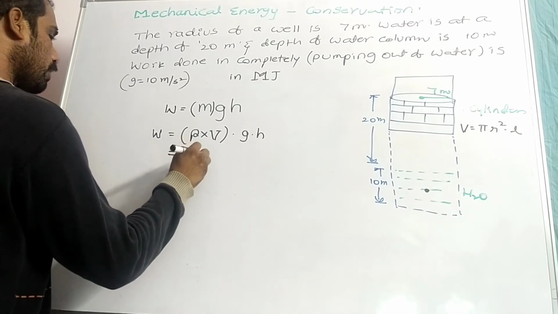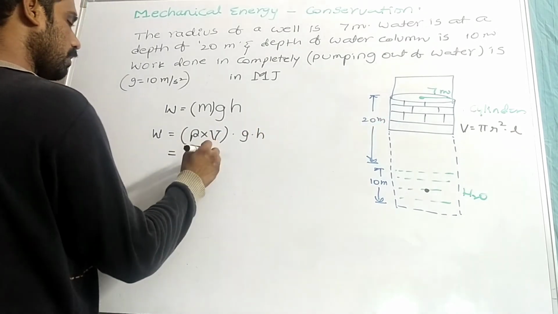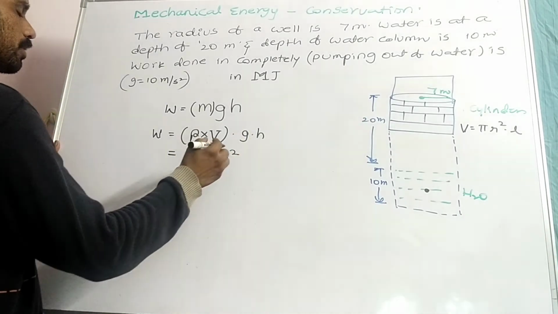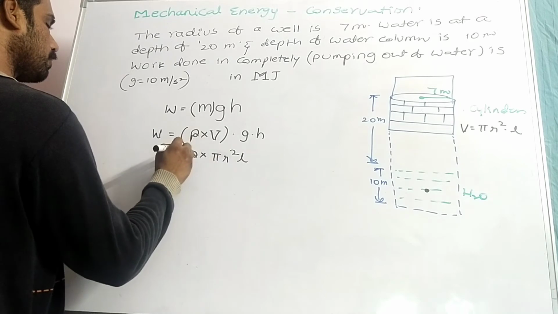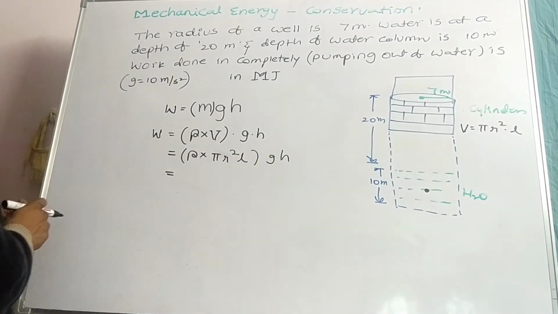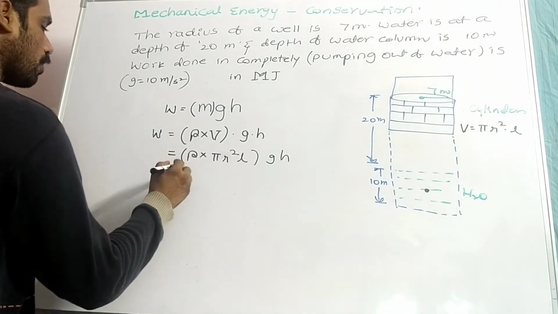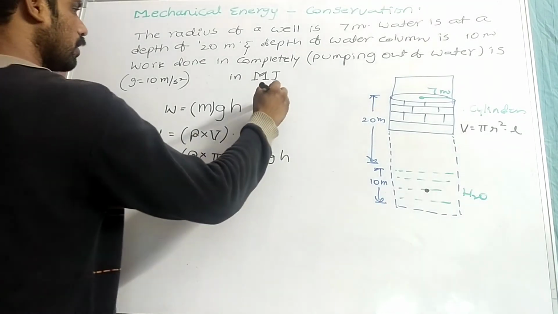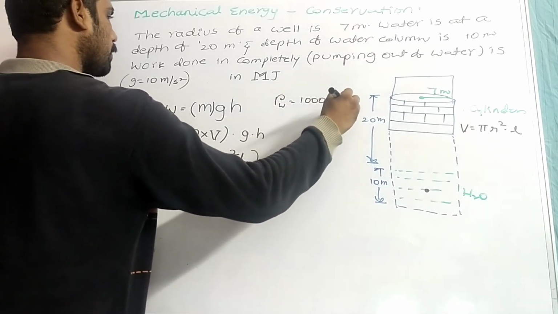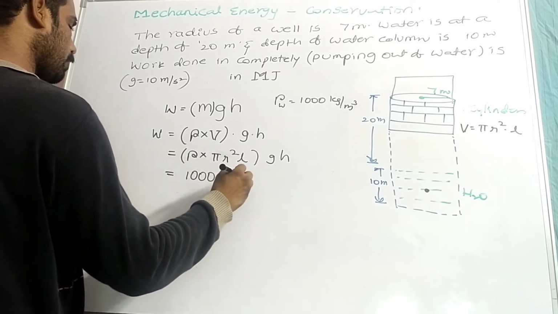Density rho into volume can be written as pi r square L. Why? Because it looks like a cylindrical vessel. So pi r square L into g into h. Now rho into pi r square into L. Rho is the density of the water, rho W, 1000 kg per meter cube.